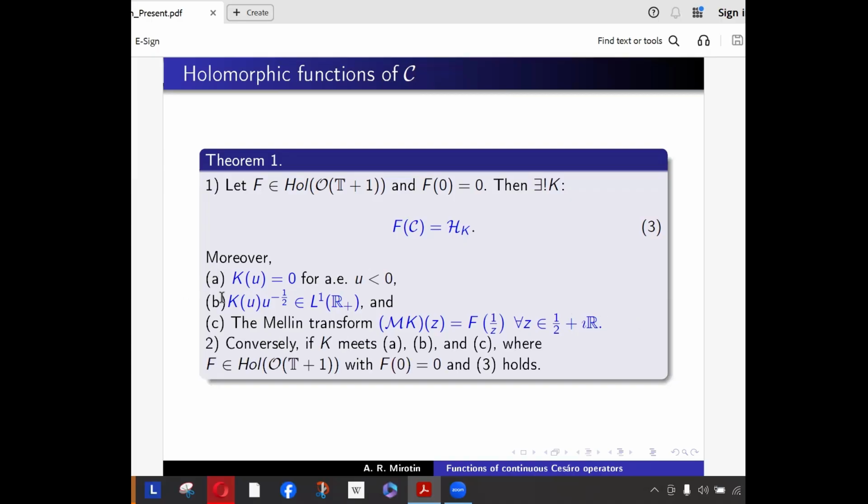And conversely, if some function K meets conditions A, B, and C, where F is holomorphic in some neighborhood of the spectrum of our operator C, then F of 0 equals 0 and (3) holds, and HK equals F of C. So F of C equals HK, and conversely, if K satisfies conditions A, B, and C, then HK is a function F of our operator C, where F satisfies the condition (c).